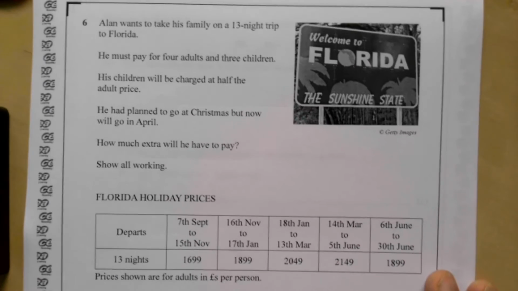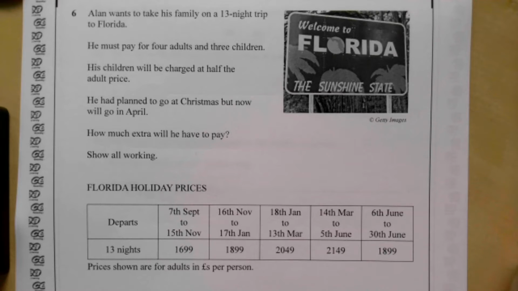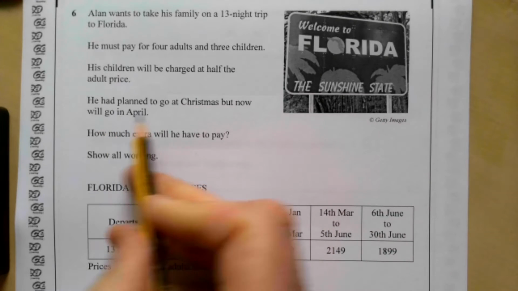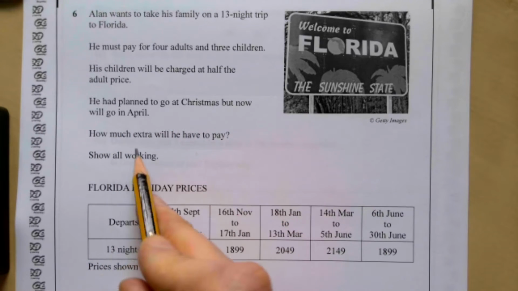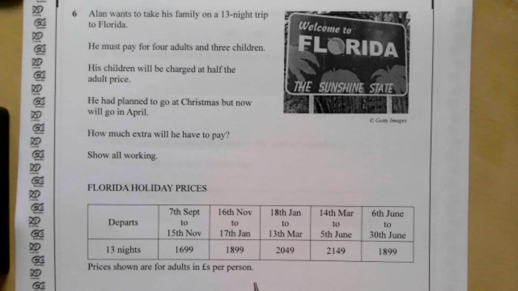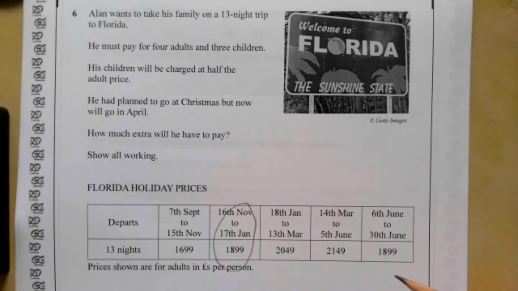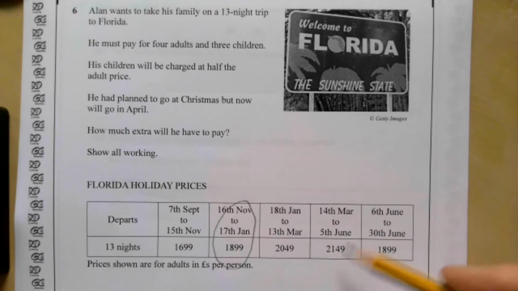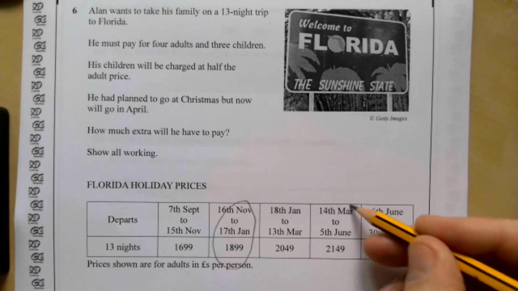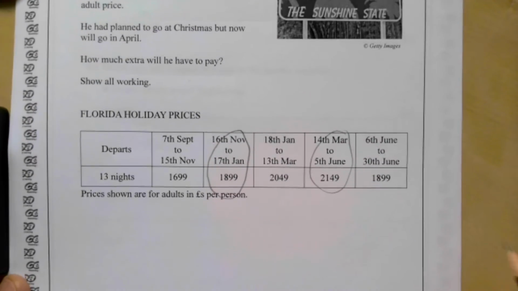Question 6. Alan wants to take his family on a 13-night trip to Florida. He must pay for 4 adults and 3 children. His children will be charged at half the rate. He had planned to go at Christmas, but now will go in April. How much extra will he have to pay? Show all your working. So where's Christmas? So that's 16th of November to the 17th of January. So there's our Christmas one that we want. And then he's going to go in April, so that's in between March and June, so we want this one here. So let's work out our two totals and then we can find the difference in between them.